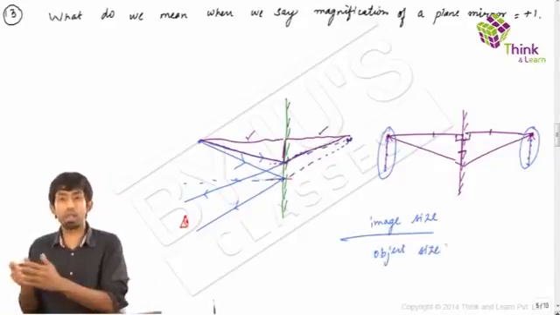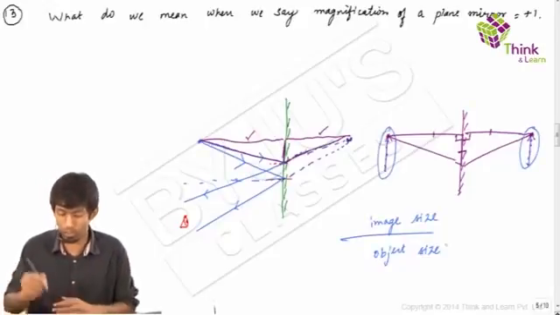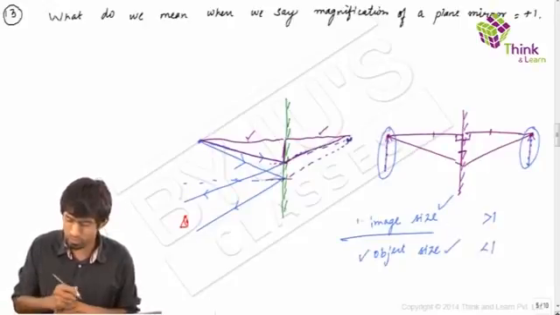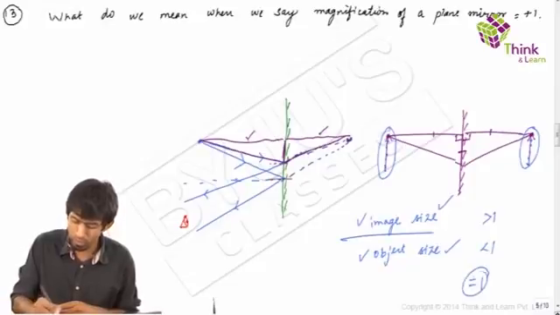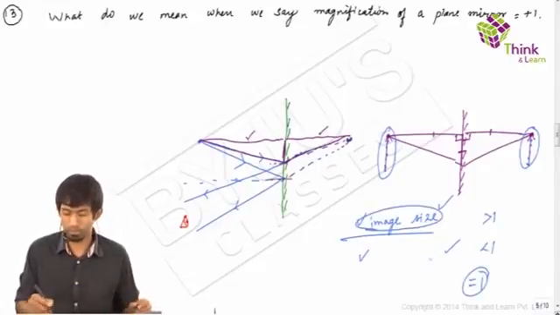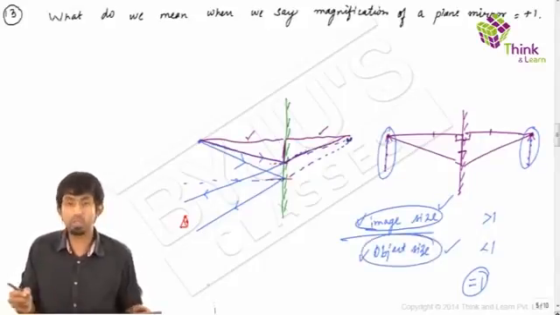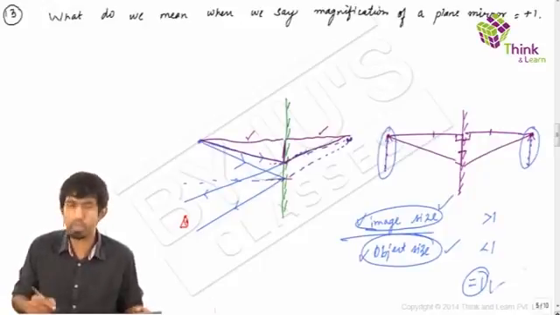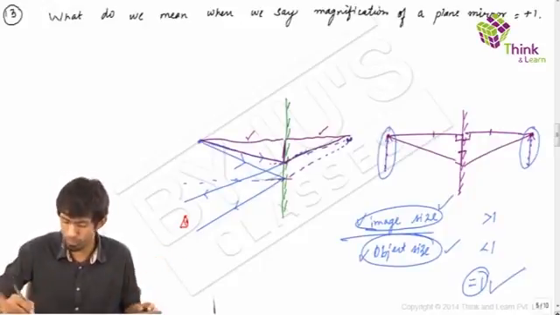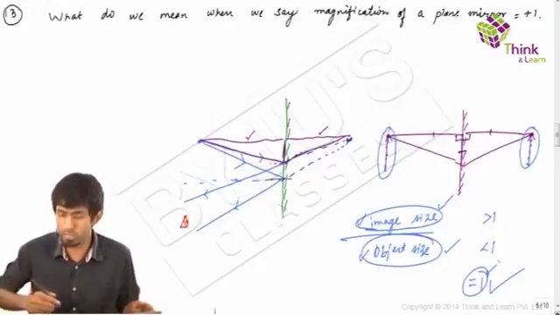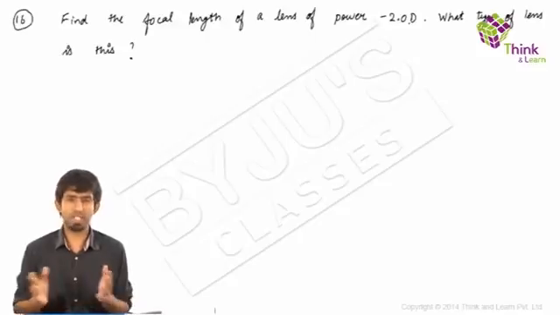So if this value is greater than 1, we know the image is larger than the object. If it's less than 1, object size is greater than the image size. And if it's equal to 1, we know that these 2 are equal. And for a plane mirror, that's always true. And that's what we mean when we say the magnification of a plane mirror is plus 1, that the image and the object are equal in size. That brings us to our next question.